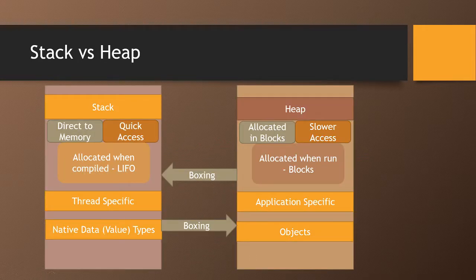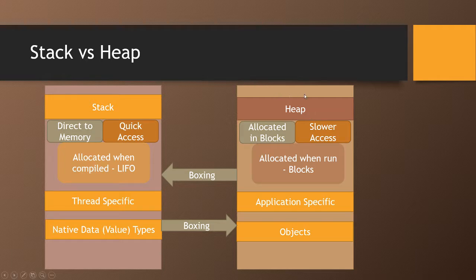So two types of memory, the stack and the heap. The stack is direct to memory, quick access. It's last in, first out, so we usually can find things very easily. It's specific to each thread. If we're using parallel processing or some sort of multi-threading capability, our stack variables will be allocated separately for each thread. Things that are on the stack mostly are going to be native data types, value types.